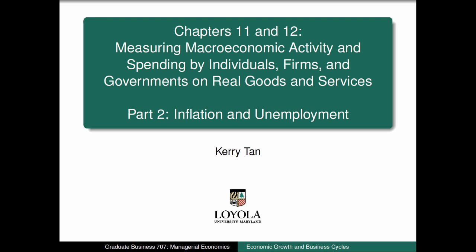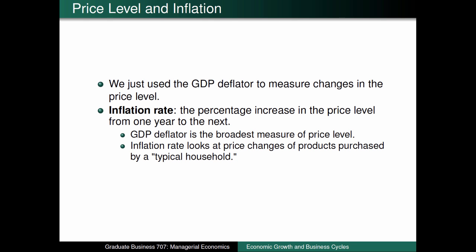Hi everyone, this is the second part of my three-part sequence on the big three macroeconomic topics. After covering GDP in the first video, we'll now turn our attention to inflation and unemployment. We ended the first video by calculating the GDP deflator and using it to calculate changes in the price level over time, which is referred to as the inflation rate. Indeed, using the GDP deflator is one way to measure inflation.